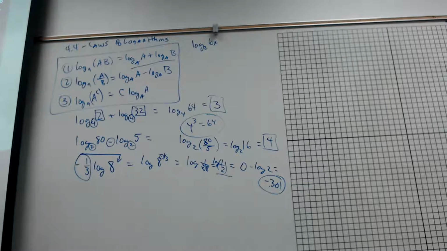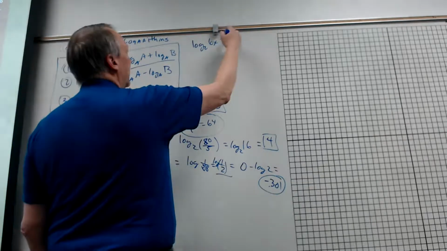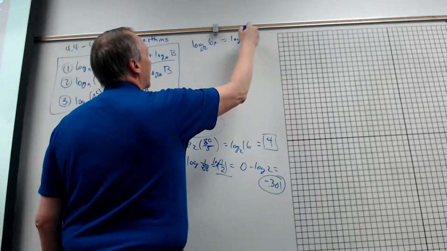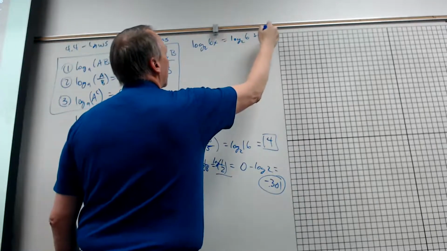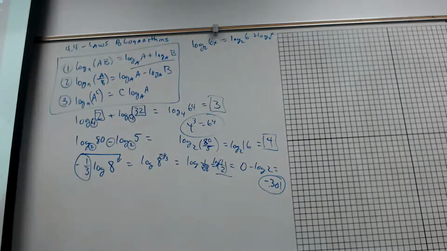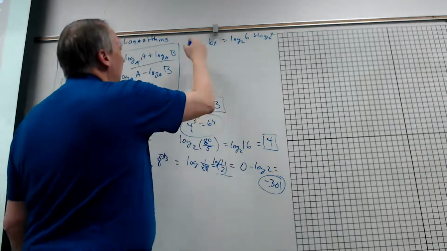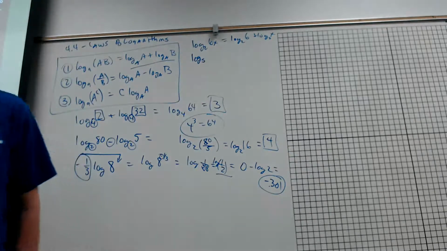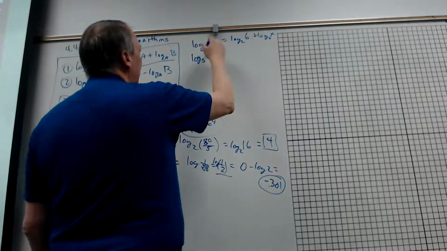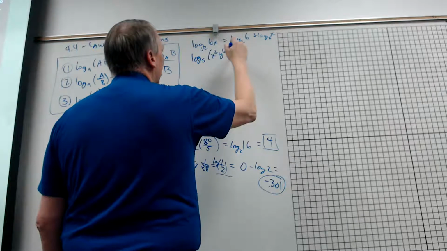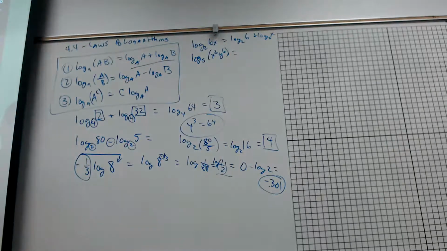Which rule do you think applies? Probably the first one. That would be log base 2 of 6 plus log base 2 of x. Okay. How about what if I had log base 5 of x cubed y to the 6th? And I told you I wanted you to expand that.